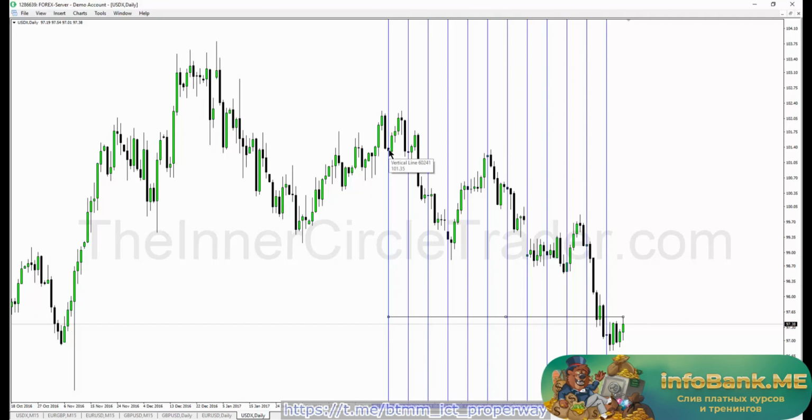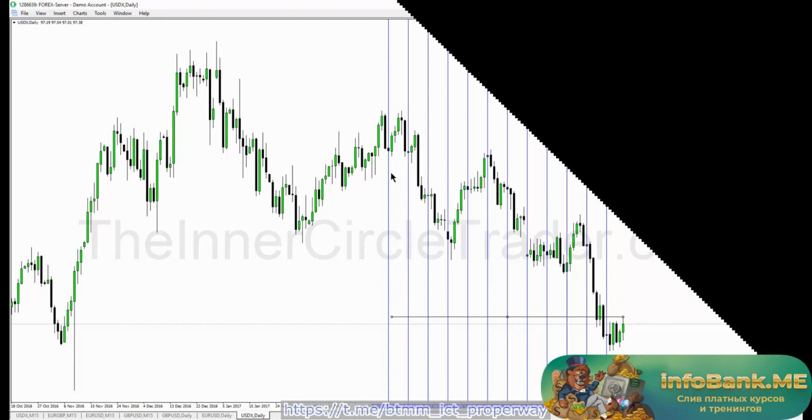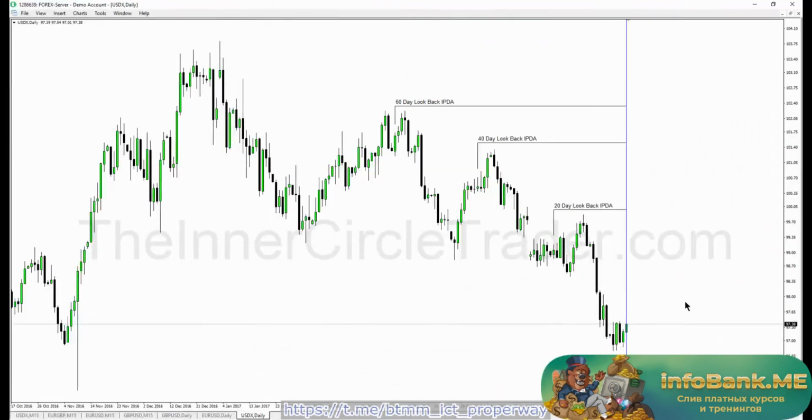This is that Sunday. Okay, so we have to go one more day forward right there. Okay, so it's 60 trading days back. Now that we have that, that's our longest look back period for IPTA data ranges, or 60 trading days in the past. Okay, so using that theory, removing the Sundays, we have our 60-day look back for IPTA data range, the 40-day look back for IPTA data range, and the last 20 days for IPTA look back.